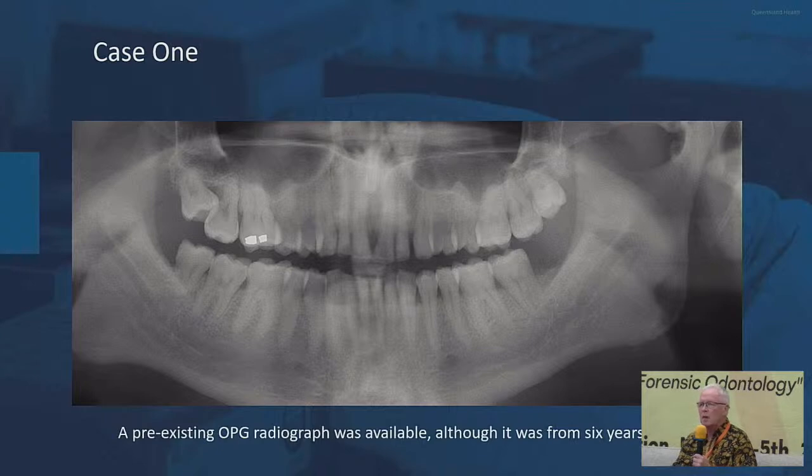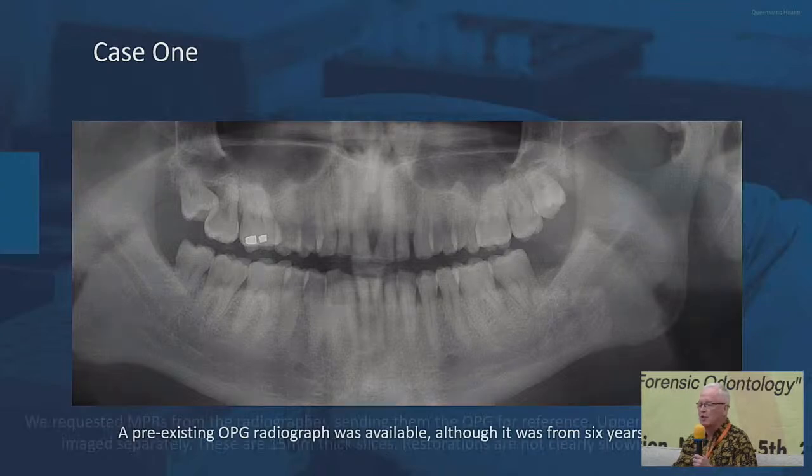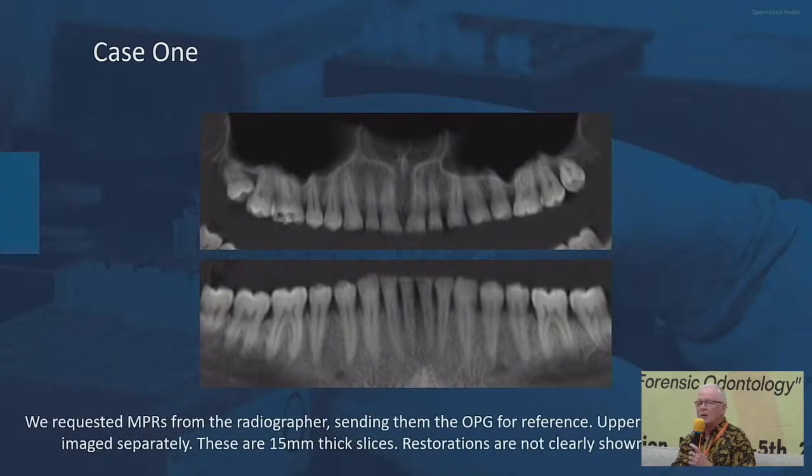So, we have our post-mortem data set. Now we ask our radiographers to produce comparable images. So we've scanned the bottom jaw and the top jaw separately, and you can see that those images look similar to, but not identical to, OPGs. But if you look at tooth 1-6, you'll notice that the amalgam restorations are not visible.